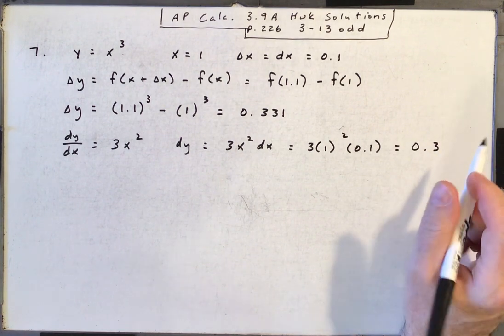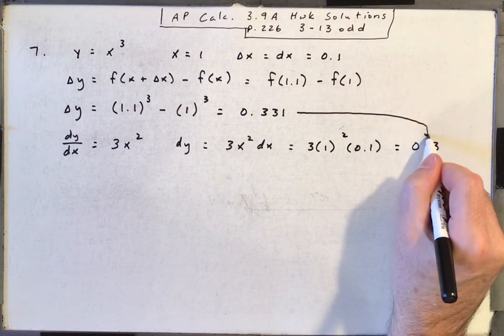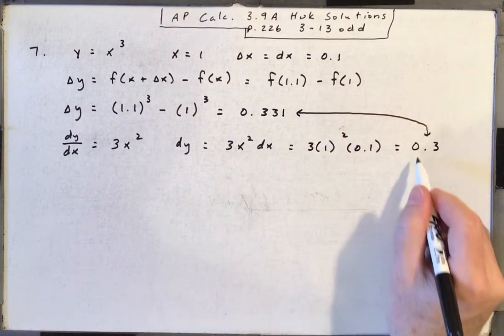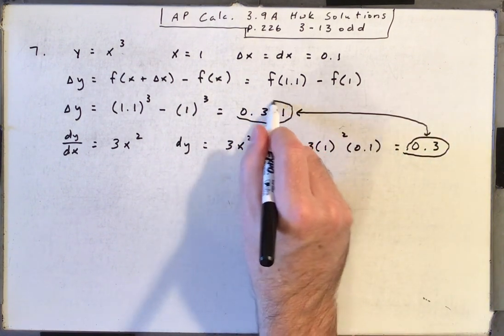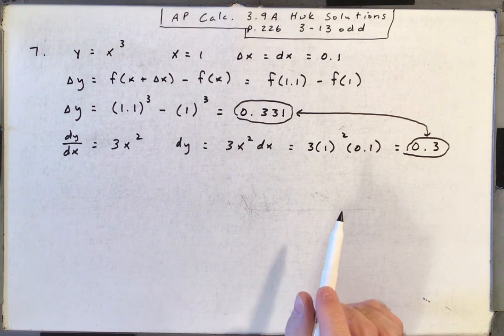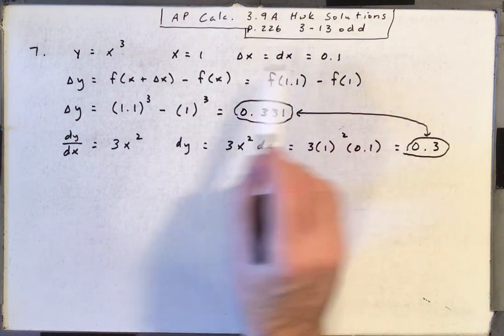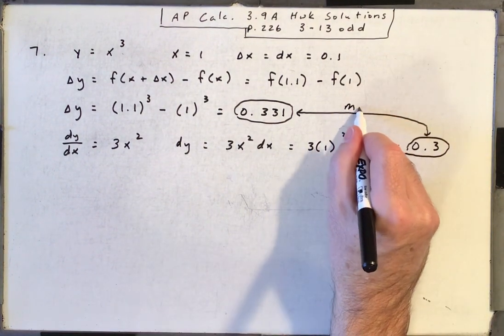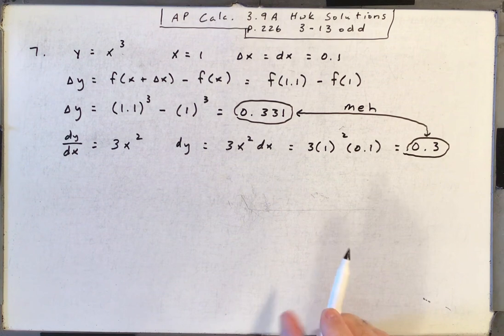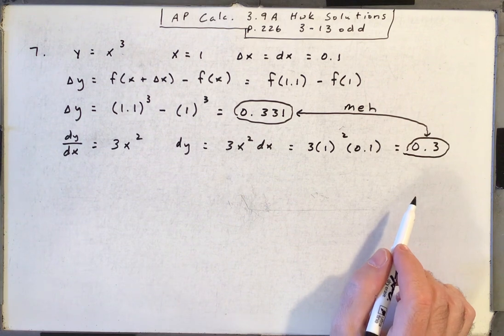Okay, so in this case, our estimate is okay. We have an estimate of 0.3, an estimate of 0.331. But 0.1 is 10% of 1, so you're really not super close. So that's why the estimate is kind of meh. But that's what it is. All right, let's see if we can get one that's maybe a little closer.